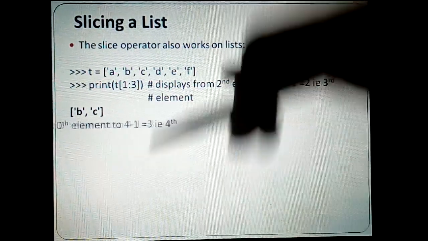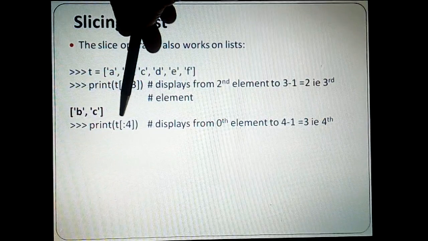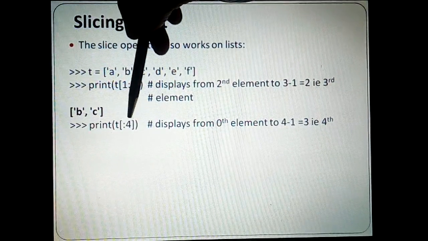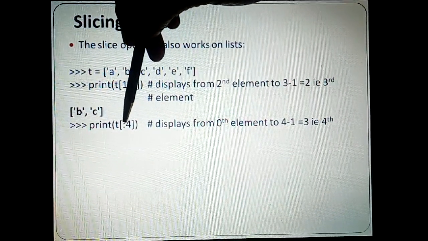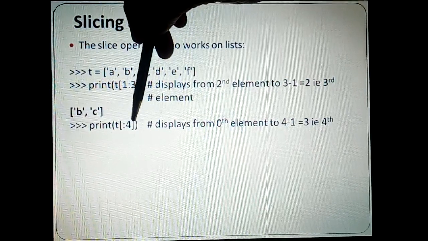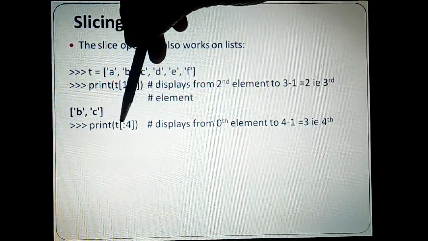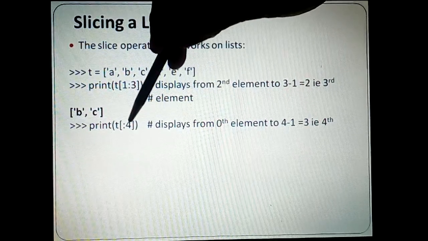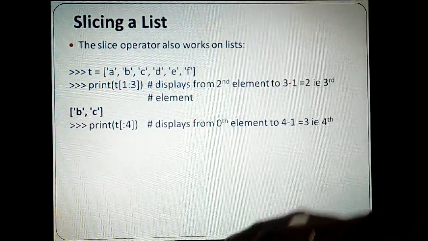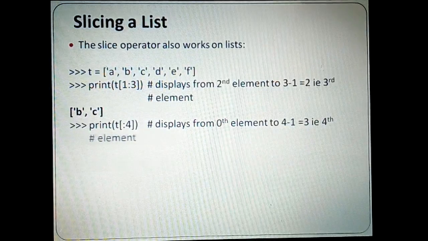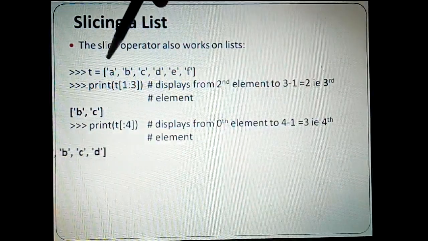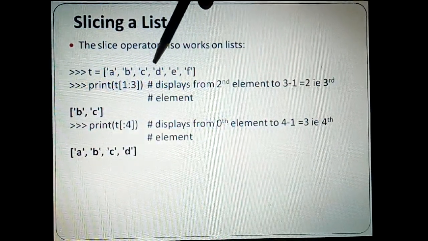Or for that matter, if I say print T of nothing colon 4, that is I skip the first index and I only go with the second index, colon 4, then I would get from the 0th item to the last index minus 1, that is third. So that would be 0 1 2 3, the 4 items. So here in this case I would get A, B, C and D.